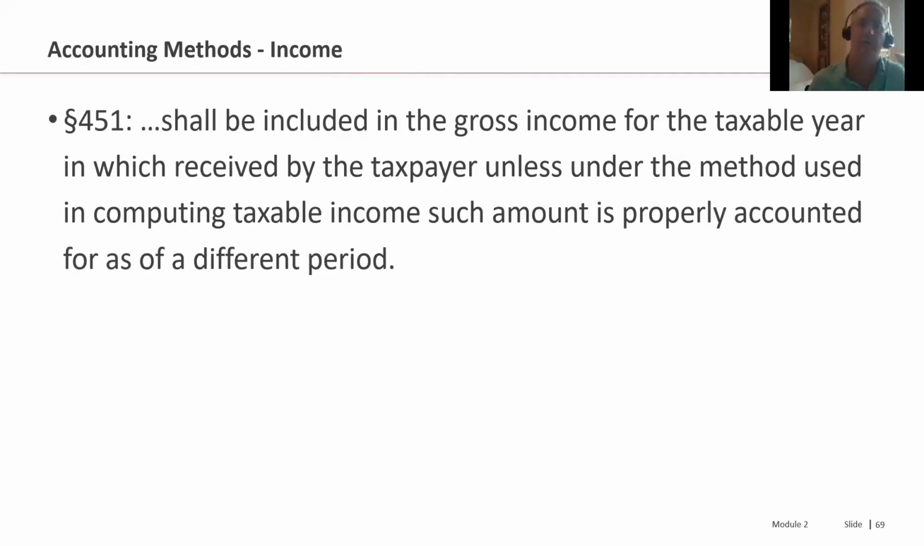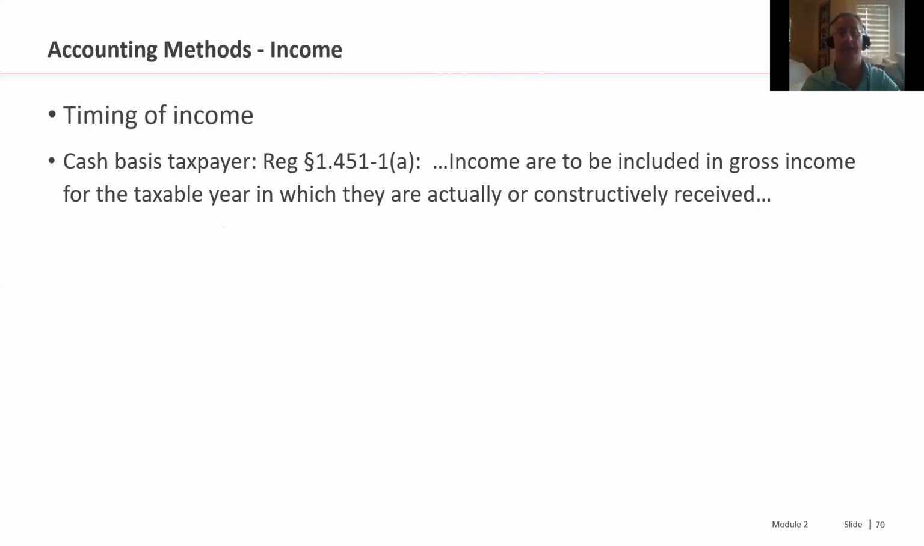Section 451 says gross income will be included in the taxable year in which received by the taxpayer, unless the method in computing taxable income for such amount is properly accounted for as of a different period. I'm not sure that helps us at all, other than to say you include it when it's received by the taxpayer, unless it should be accounted for in a different period. So we need to be more specific.